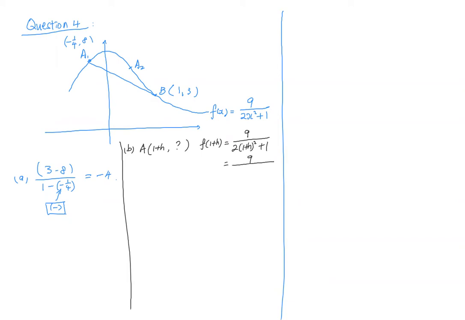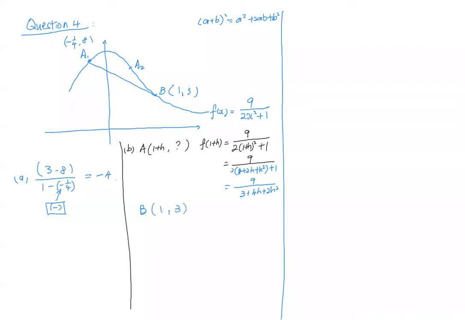So expansion of a quadratic expression, you just need to write down in your notes. Please. Okay, so you have 2 times (1 plus 2h plus h squared) plus 1. So you simplify, 9 over 3 plus 4h plus 2h squared. Point B is given already, (1, 3), so I don't have to do anything.